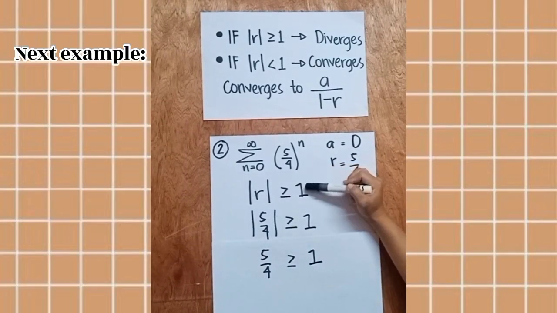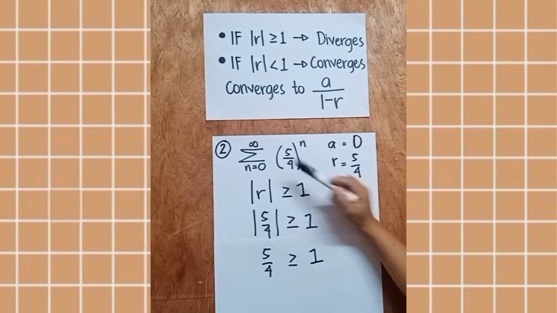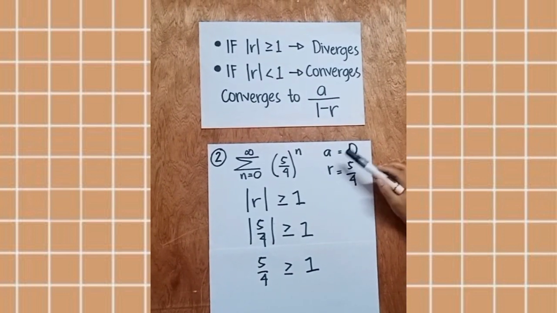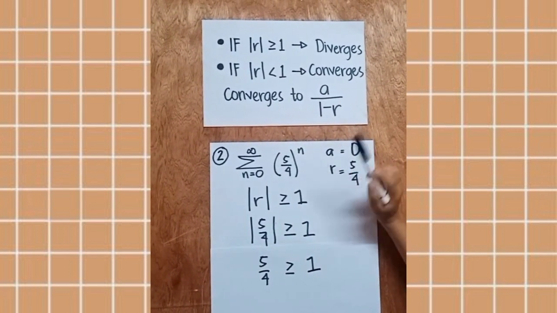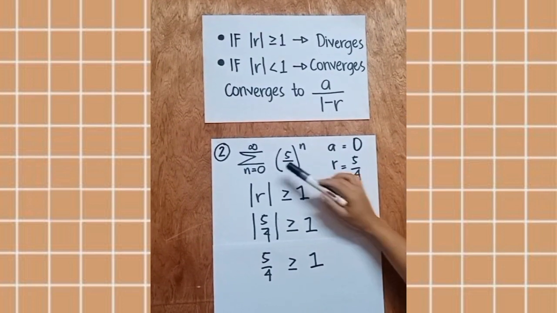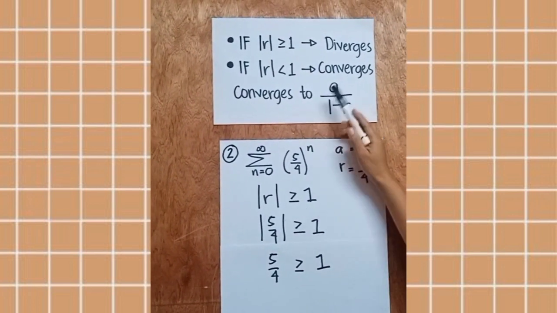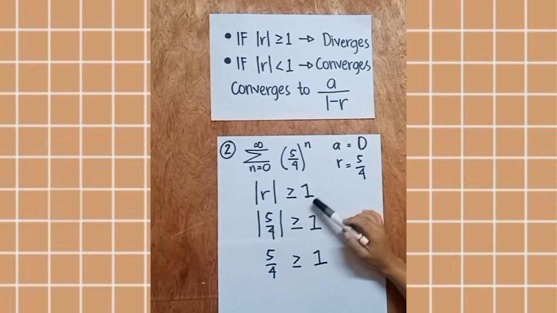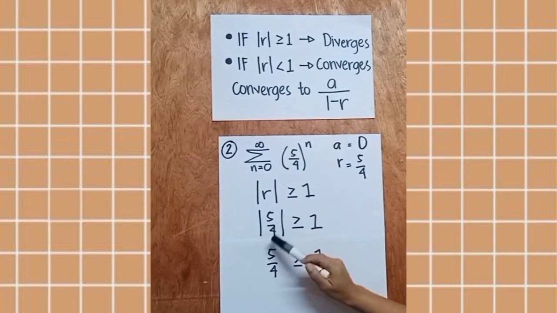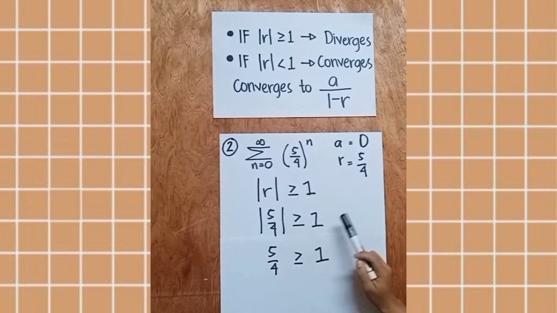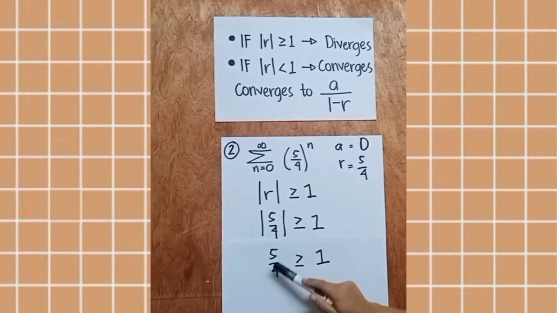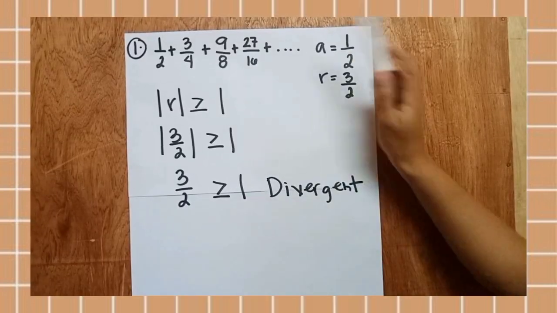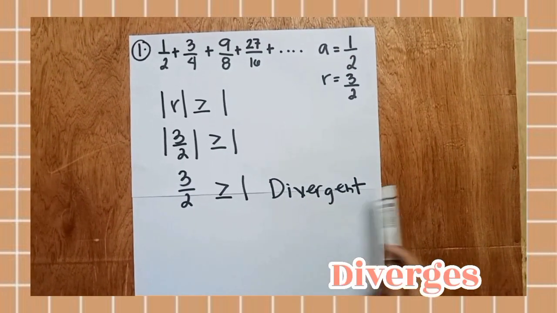Next, the summation of 5 over 4 raised to the power of n when n approaches infinity. So, same as before, we find the A and R. Our A is 5 over 4 raised to the power of 0, and our R is 5 over 4. Then, apply the condition, absolute value of R greater than or equal to 1. Then, substitute: the absolute value of 5 over 4 is equal to 5 over 4, and that is greater than or equal to 1. Therefore, this geometric series is divergent.